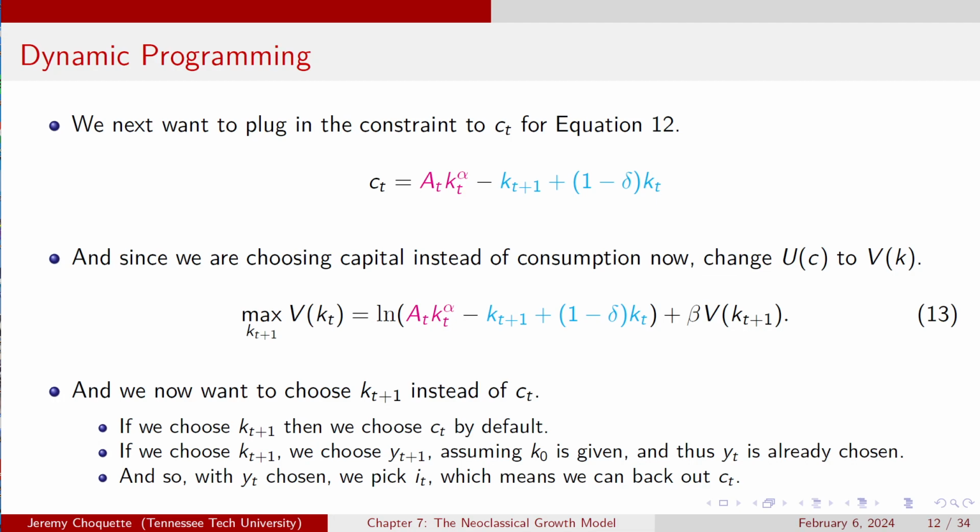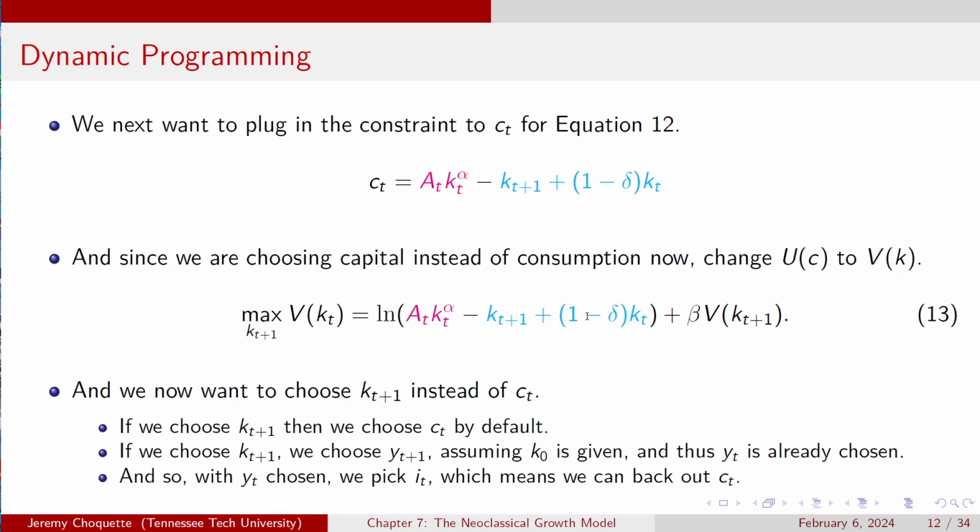KT was chosen yesterday, so YT has already been chosen. You can't affect KT. If you can't affect KT, you can't affect YT. So YT's already been chosen, right? YT we already know. So if we choose KT plus 1, we choose KT plus 1 with YT already chosen. Well, we're picking IT because remember KT was already chosen.